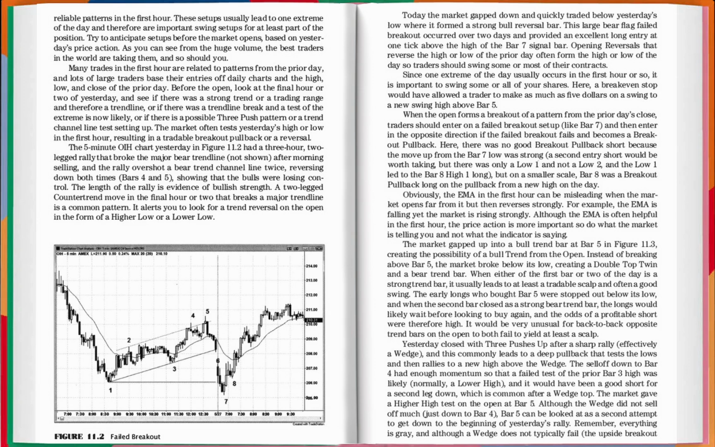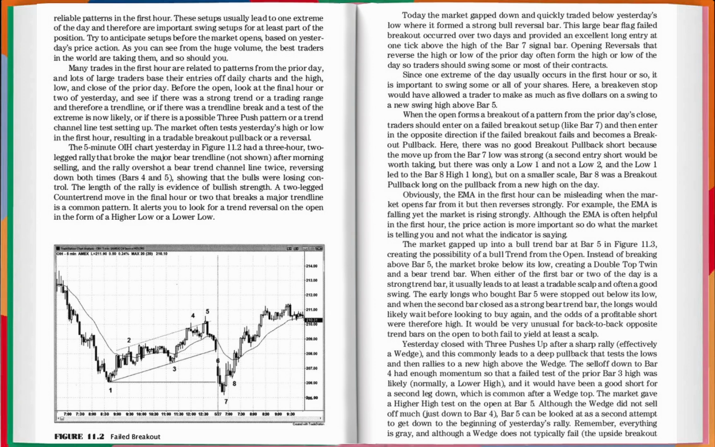The sell-off down to bar 4 had enough momentum so that a failed test of the prior bar 3 high was likely, normally a lower high, and it would have been a good short for a second leg down, which is common after a wedge top. The market gave a higher high test on the open at bar 5. Although the wedge did not sell off much else down to bar 4, bar 5 can be looked at as a second attempt to get down to the beginning of yesterday's rally.